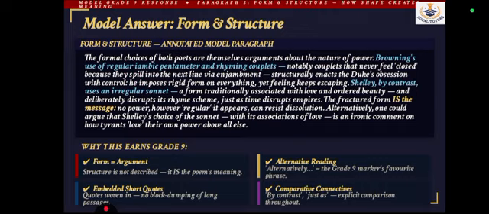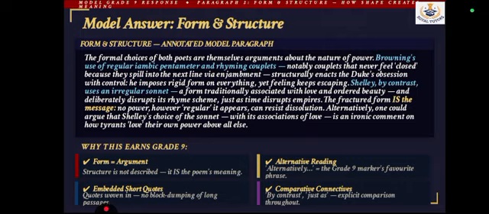Now let's see form and structure, which is very important. You give two paragraphs, one on language and the other on form and structure. The formal choices of both poets are themselves arguments about the nature of power. Browning's use of regular iambic pentameter and rhymed couplets, notably couplets that never feel closed because they spill into the next line via enjambment, structurally enacts the Duke's obsession with control. He imposes rigid form on everything, yet feeling keeps escaping.